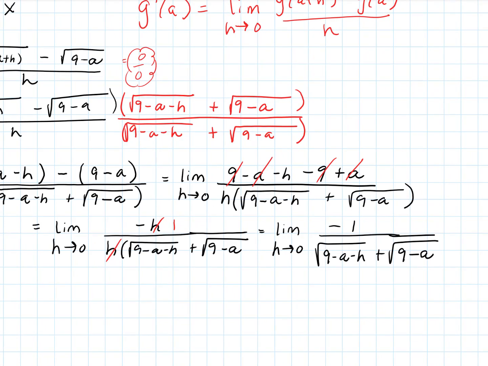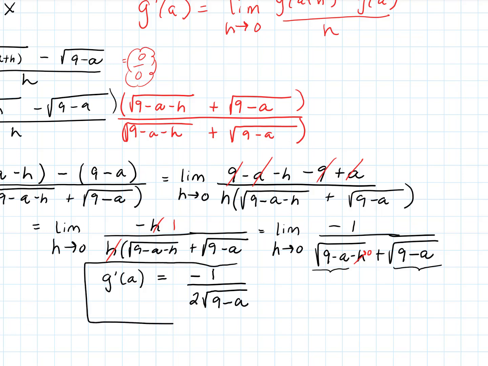All right, and now I can actually let h go to 0. As h approaches 0, what we can do is say that g prime of a, our function was g, so g prime, the derivative of g at a, is actually equal to negative 1 over, well, notice what happens. When that goes to 0, we end up with 2 of those square roots. They're exactly the same. So 2 times the square root of 9 minus a.